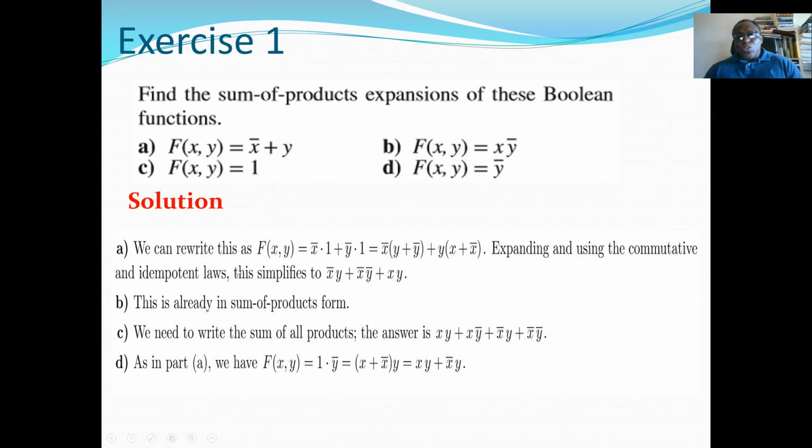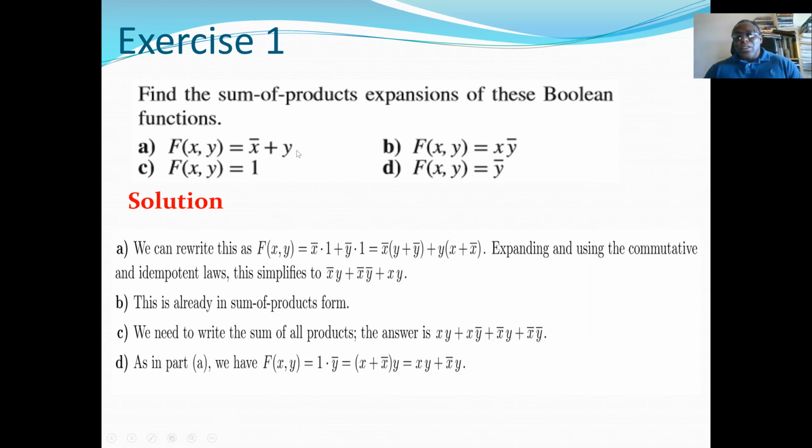But here we solve it using the Boolean identity. Since I have x invert plus y, I have only two terms. I'm missing y in the first term, and I'm missing x in the second term. So what I did was use the unit property, multiplying by 1, multiplying by 1.